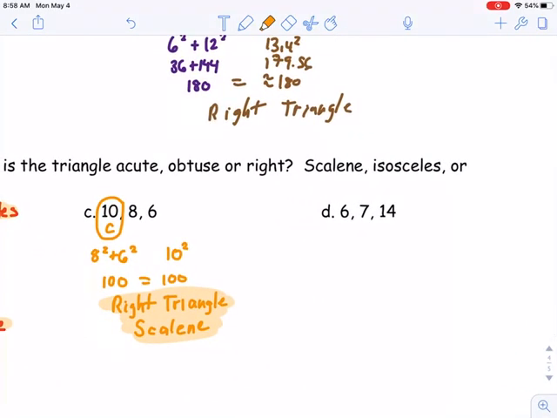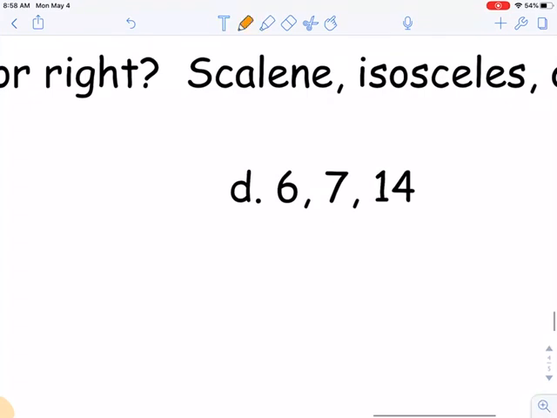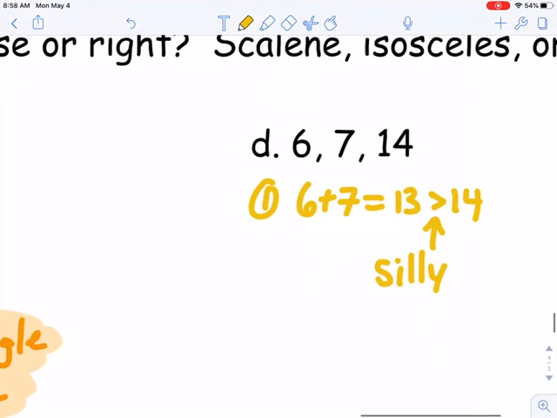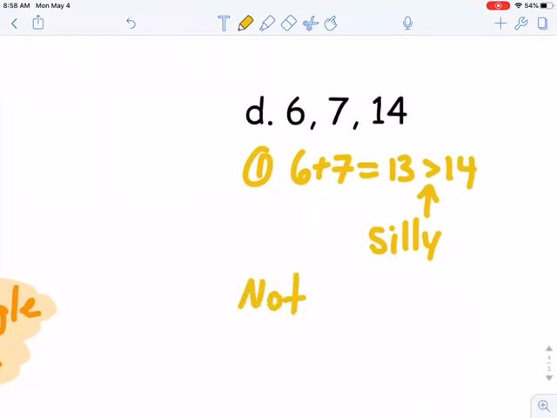All right. And then this last one, really quick, let's take the two smaller sides. 6 plus 7 equals 13. To say that's greater than 14, that is silly. You can't even make a triangle with this. Not a triangle.